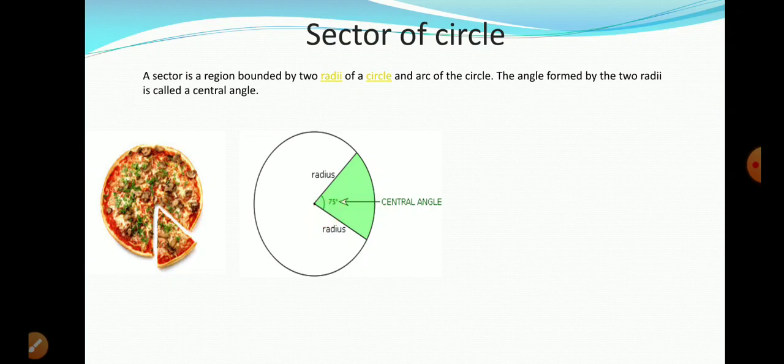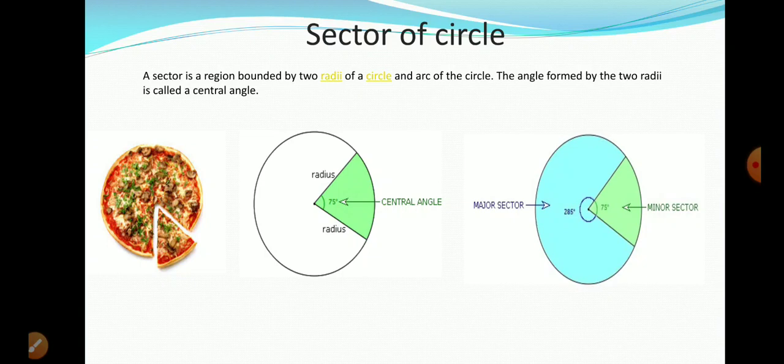Take one another picture to understand it. Here in this picture, this circle is divided into two parts. One is green and one is shown by sky blue color. Smaller part, that is green, is minor sector, and larger part, that is shown in sky blue color, is major sector.